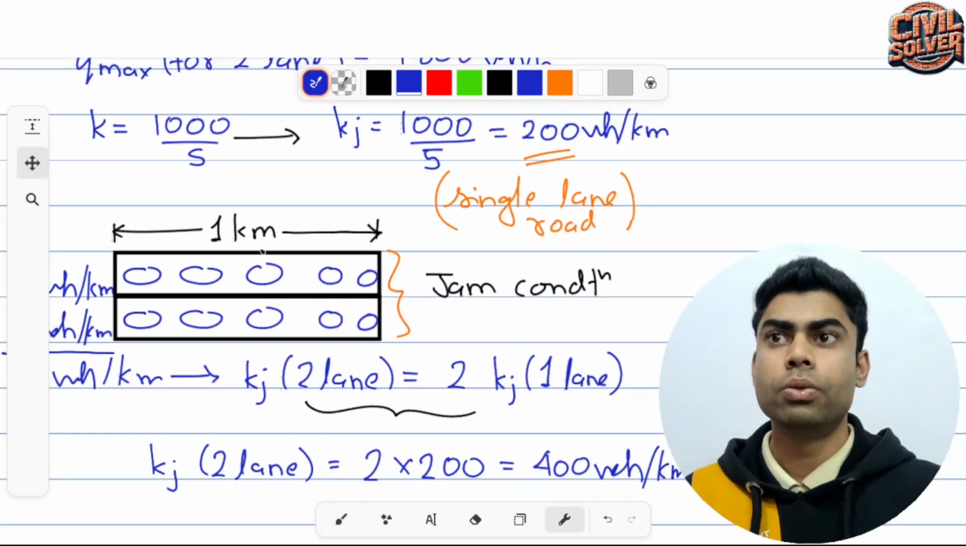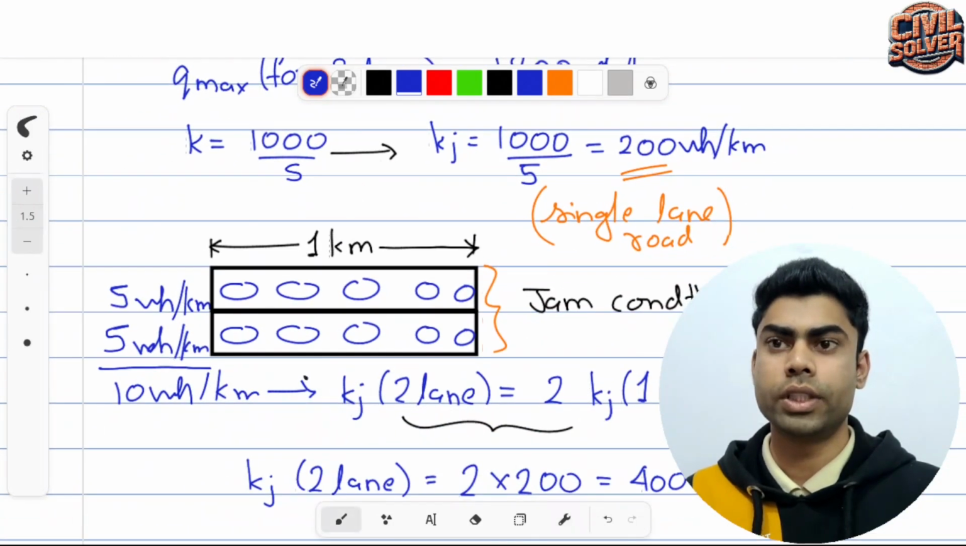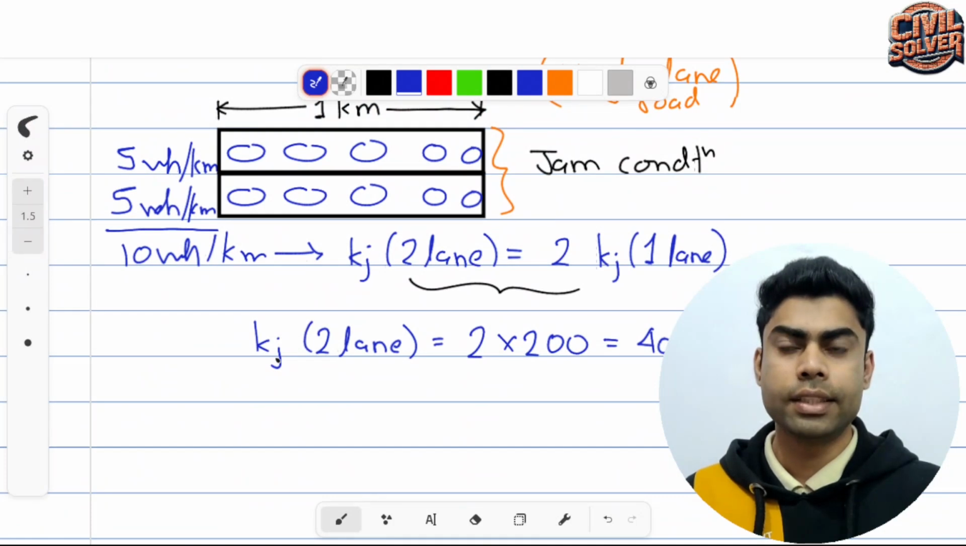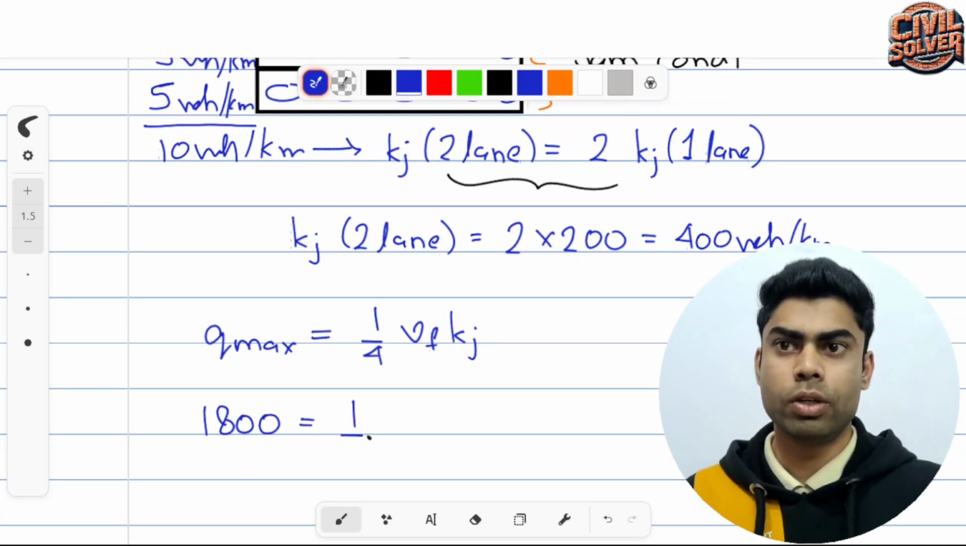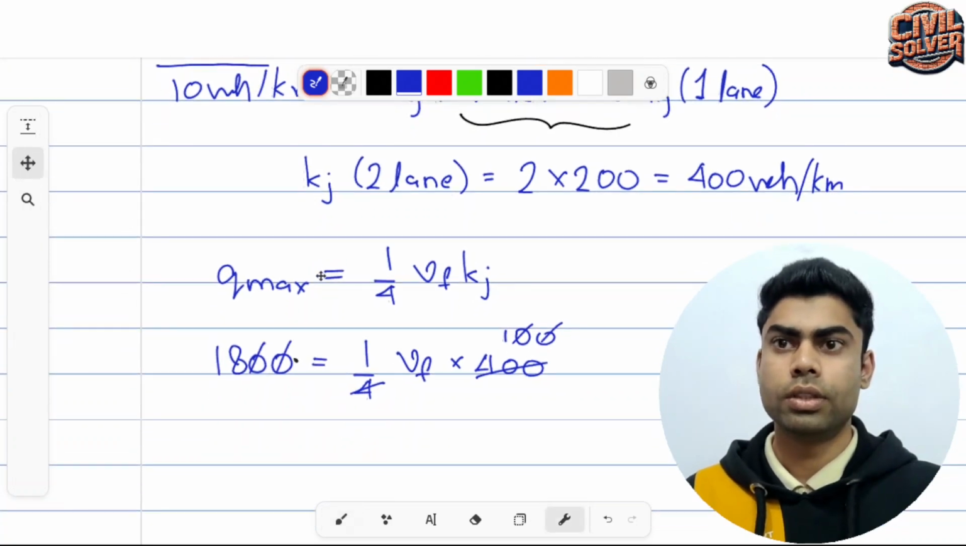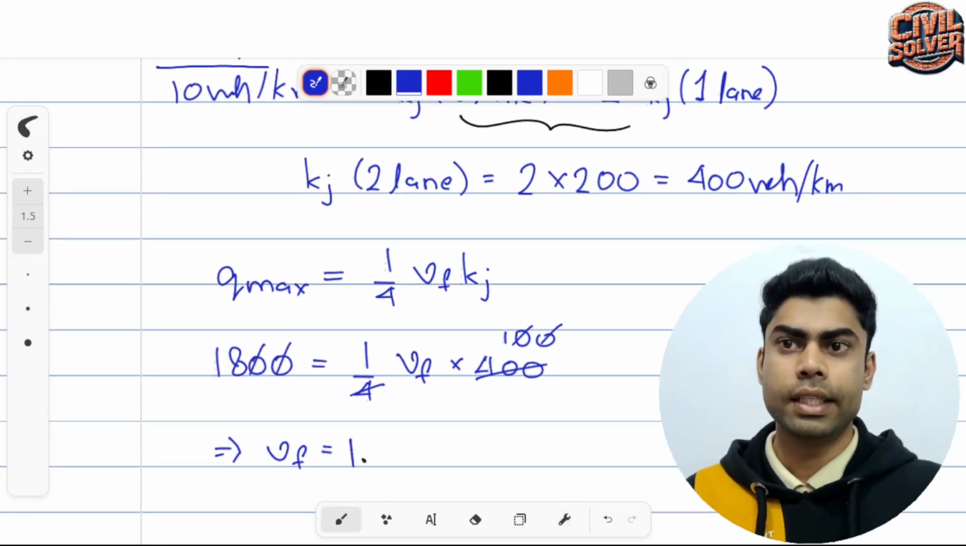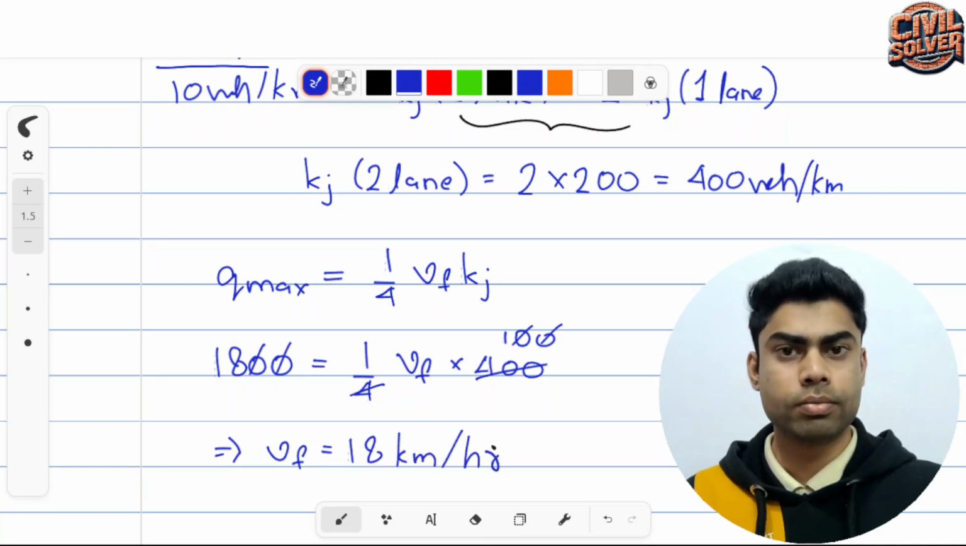Now back to equation number. No, there was no equation. So we got Kj, we have Qmax. So we can find the free mean speed. How? From this formula, we have Qmax is equal to 1 by 4 Vf Kj. Qmax for the 2 lane road was given as 1800, is equal to 1 by 4 Vf, we need to find, and Kj for again the 2 lane road is 400. This will cancel out as 100. That means the free flow speed is 18 km per hour.